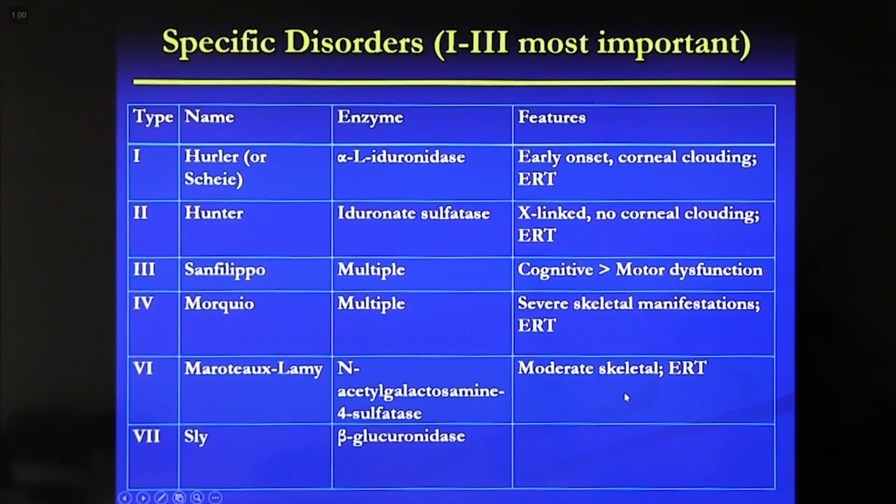I will go over some of the key features of them, but Hurler and Hunter are two similar diseases, and they're the classic examples of MPS because they're early onset. You have coarse features, you have hepatosplenomegaly, and you have central nervous system deterioration in the severe forms. So basically, you start having developmental regression in the first few years of life, and unfortunately, you die even with enzyme treatment because the enzyme treatment doesn't cross the blood-brain barrier.